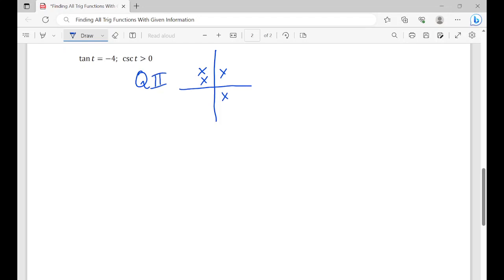Now we still got to draw a right triangle. Now this one's not going to be one of the nice ones, but that's okay. So we know tangent is opposite over adjacent. So this is going to be negative 4 over 1. So this is just going to be 4 and 1 because lengths are always positive.